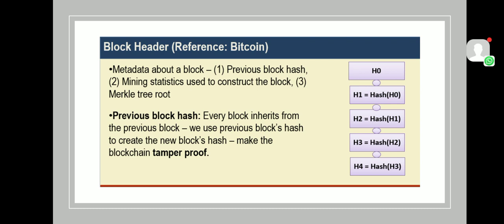In the block header, we have some statistics and metadata. The block header consists of the previous block hash, mining statistics, which are used to construct the block, and the Merkle tree root. Every block inherits from the previous block. We use the previous block hash to create the new block hash, which makes the blockchain tamper proof. Here you can see that h0 is connected to h1, so h1 is equal to hash of h0, h2 is equal to hash of h1. Like that we use the previous hash.